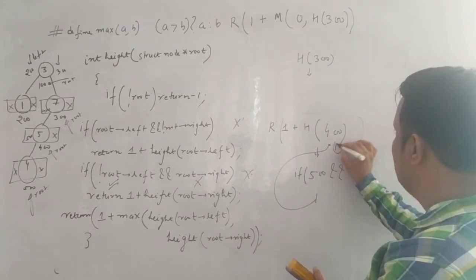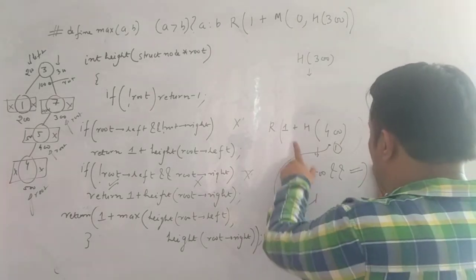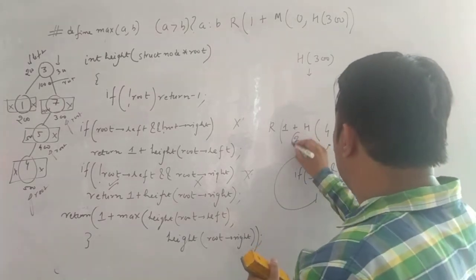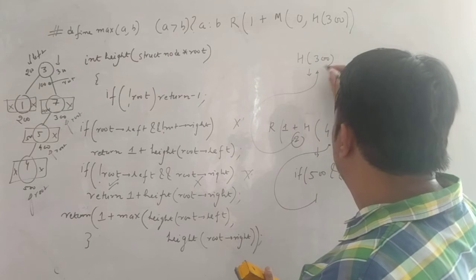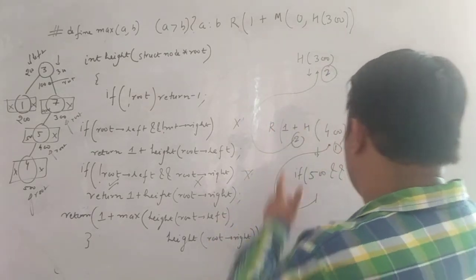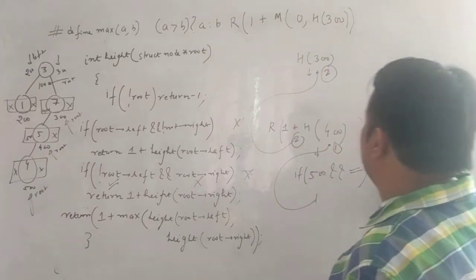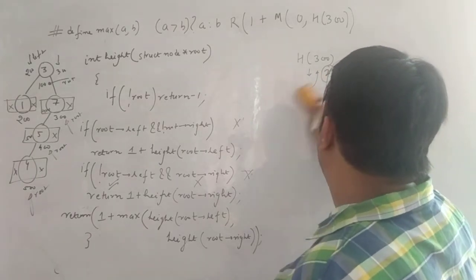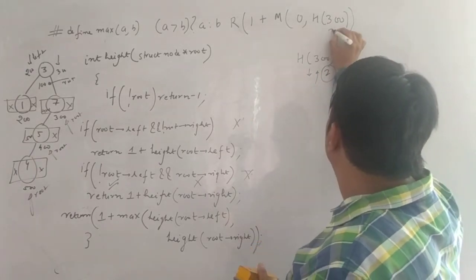So this becomes 1, right? So now 1 plus 1 is 2. 2 gets returned to your height 300 function, right? So this becomes your 2, right? 1 plus 1 is 2. Height 300 value is 2. Now this 2 comes here.